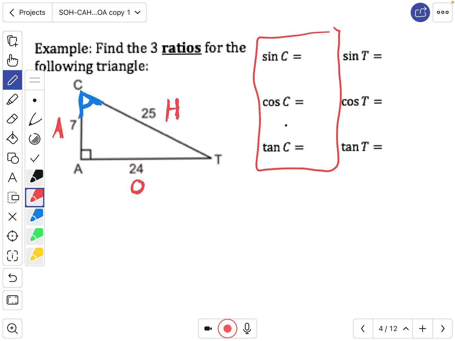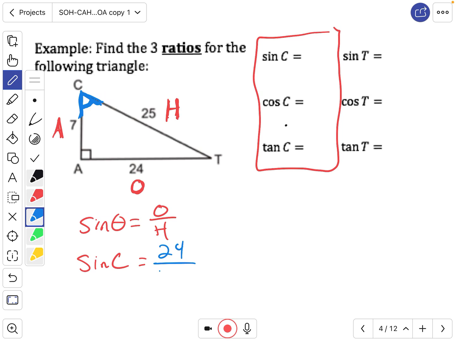Now we're going to write the sine of C, cosine of C, and tangent of C as ratios, as fractions. If you can reduce, reduce. If not, it's just a fraction. That's our answer. So remember that the sine of any angle is the opposite over hypotenuse. If I wanted to find the sine of C, the opposite side, which has length 24, over the hypotenuse side, which has length 25, we cannot reduce, so the answer for the first one would be 24 over 25, and that's a ratio.